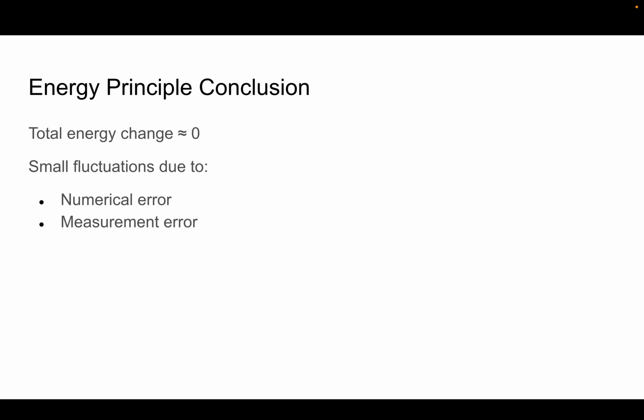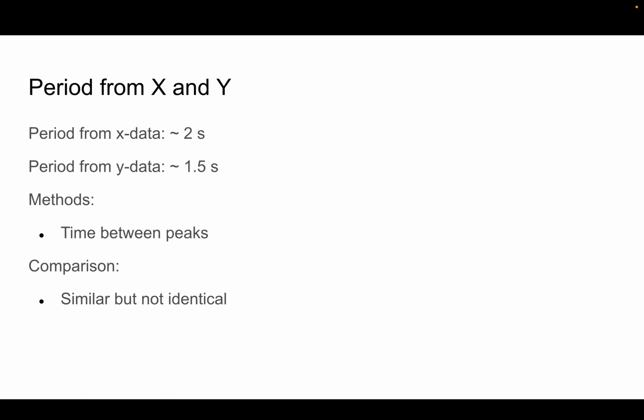From this analysis, we can conclude that the total energy of the system is effectively conserved. Small fluctuations in the total energy are present, but they are primarily due to numerical errors from the simulation or small measurement errors in the Tracker data. Overall, this principle holds true for the 2D spring mass motion.